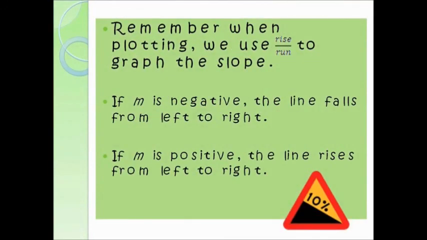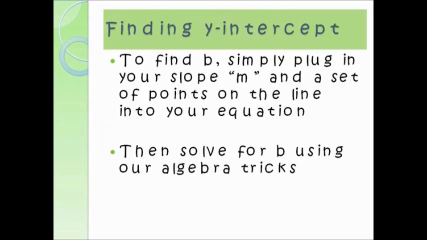Remember, when plotting, you will always go up before you go to the left or the right. If m is negative, the line falls from the left to the right, but if m is positive, the line will rise from the left to the right. Awesome! Now let's move on to finding the y-intercept.